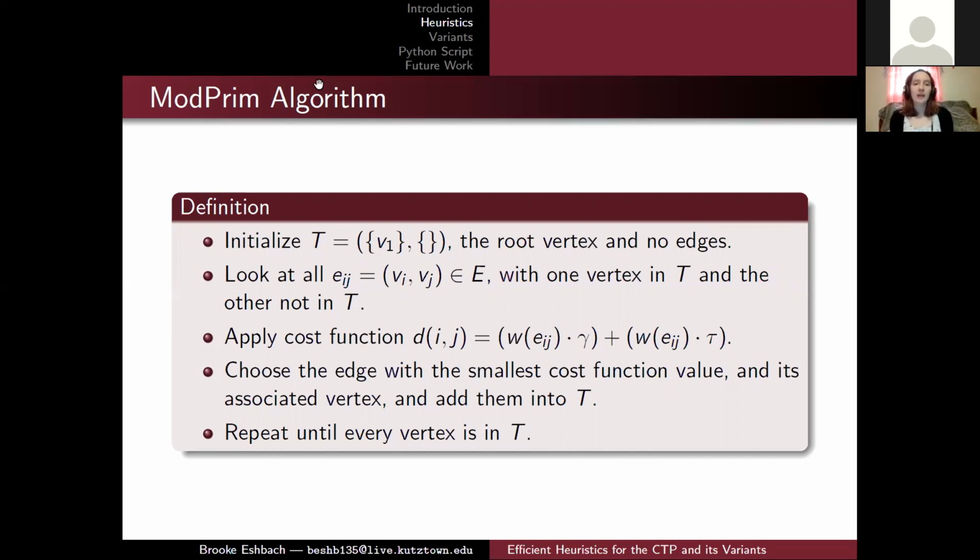And then you apply this cost function Dij there, where you just take the edge weight for each edge and multiply it by gamma, then add it to the edge weight multiplied by tau. And then you're just going to choose the edge that has the smallest cost function and add that edge and its associated vertex into your solution. And then you repeat it until every vertex is in.